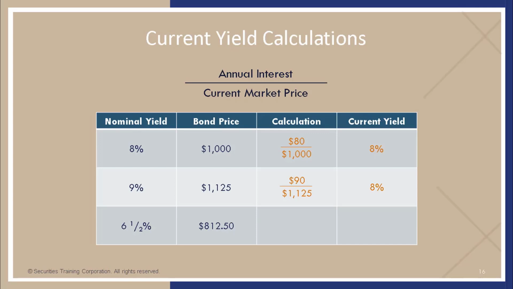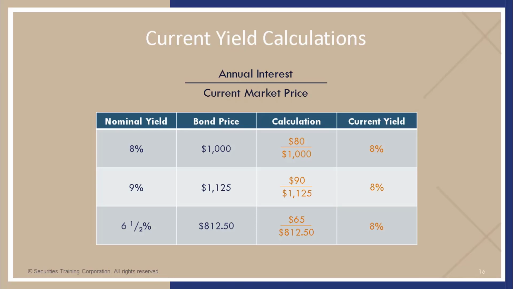Lastly, if the nominal yield is 6.5%, bond price is $812.50. Let's do the math. Annual interest is $65, 6.5% of $1,000, divided by the current market price of $812.50, equals, again, a current yield of 8%.